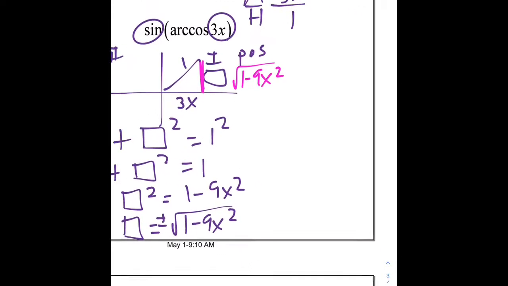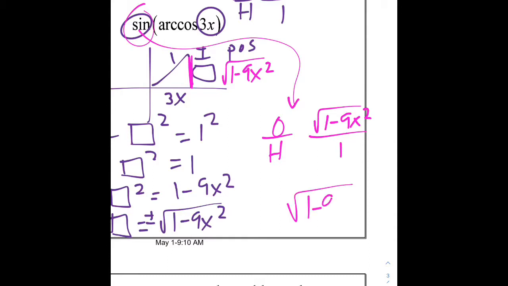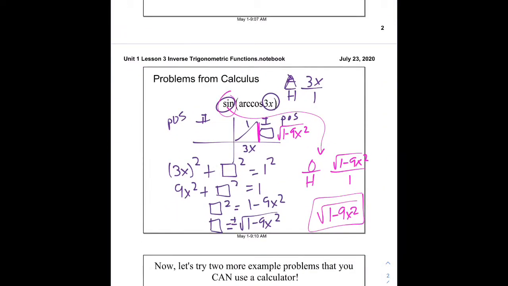And we do the same thing. Ultimately, this is a sine problem. So that means it's going to be opposite over hypotenuse. The opposite is the square root of 1 minus 9x squared over 1. And certainly, if a kid wrote it that way, it's full credit, but it's 1 minus 9x squared. Some kids feel like they have to do more algebraically with it, like, oh, it's a difference of 2 squares. Just leave it. There's really no reason to do anything more with that.